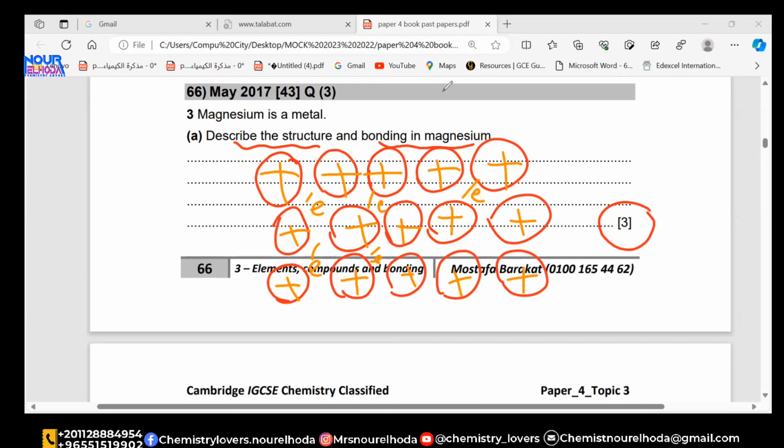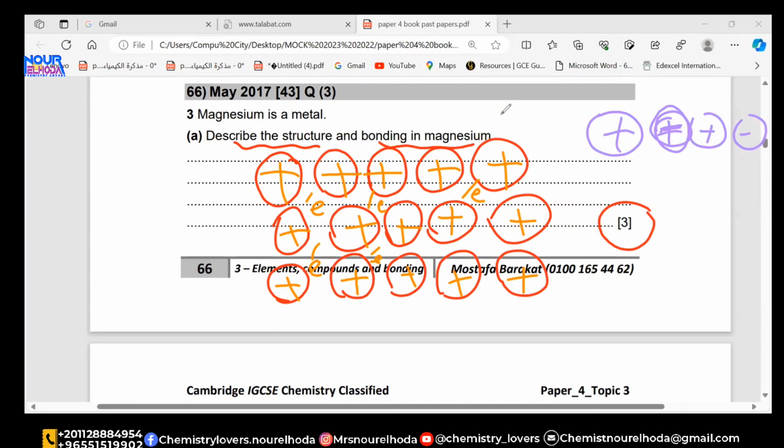Okay. So if I ask you what's meant by, take care, nobody draw positive negative. If you draw positive negative, this is an ionic bond. This is wrong. This is a fatal mistake. It must be all positive, surrounded by electrons.